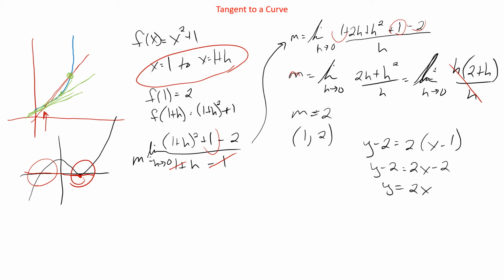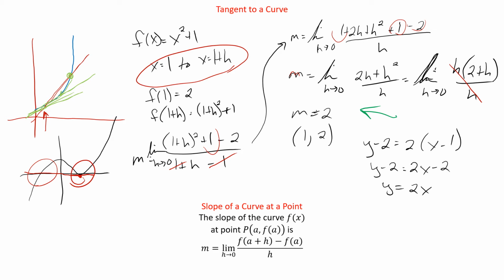We can find the slope of the tangent using this process. It's just the limit of the slope as the 2 points get really close together. And then we could use that to find the equation of the tangent line. So for the formula, slope of a curve at a point, we have the point a comma f of a, like we had 1 comma f of 1, which was 2. What you do is it's just the slope, y minus y over x minus x, which was h. The limit as h goes to 0. That's how you can find the slope of a curve at that given point.